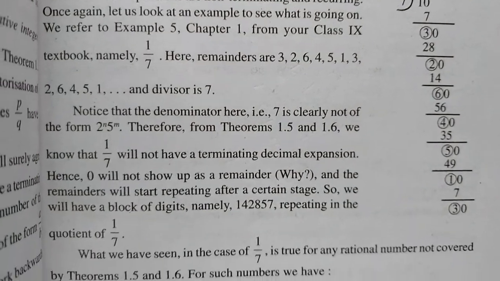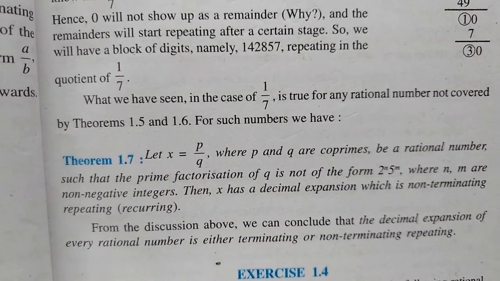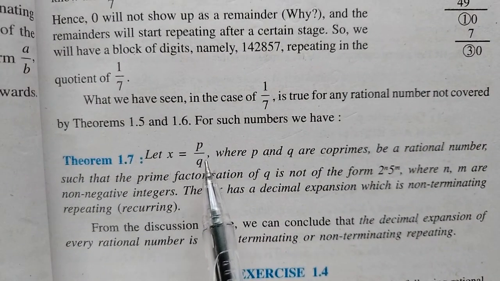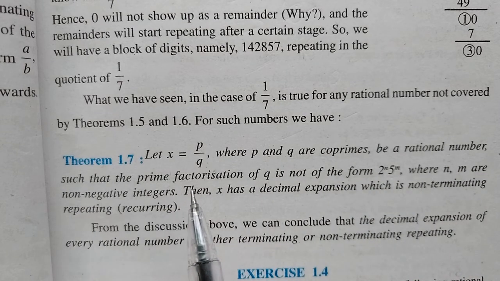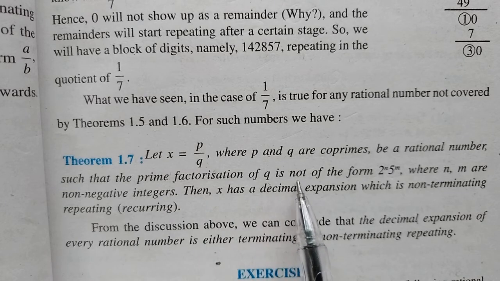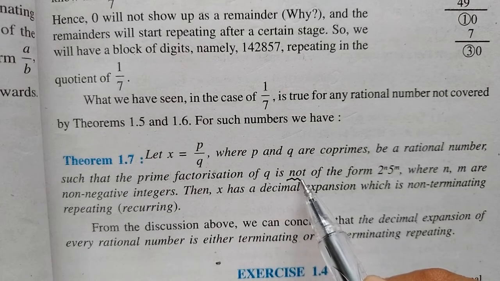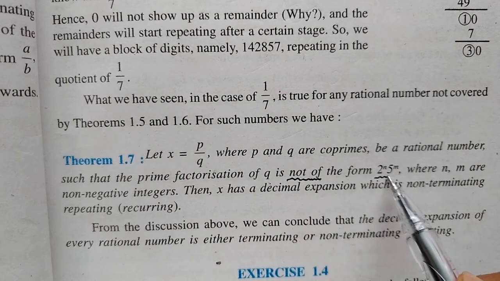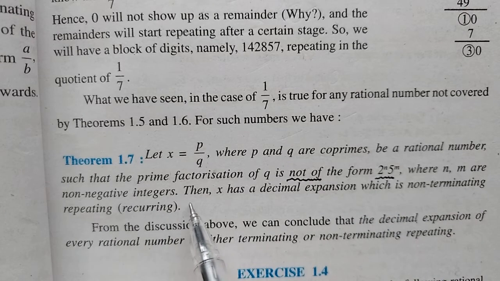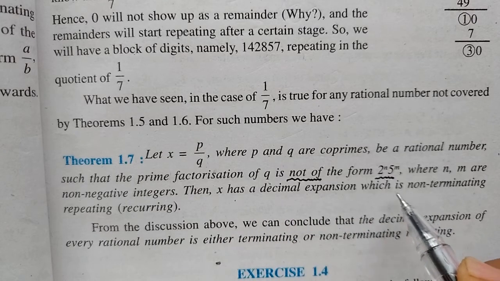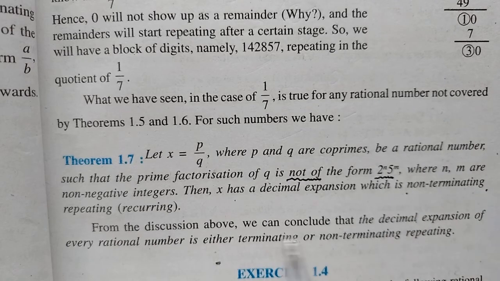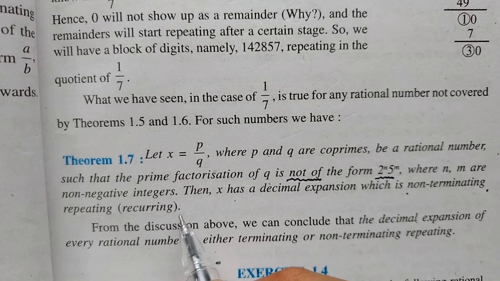So in this way we have theorem 1.7, and that is: let x equal p by q, where p and q are co-prime, be a rational number such that the prime factorization of q is not of the form 2 raised to n, 5 raised to m, where n, m are non-negative integers. Then x has a decimal expansion which is non-terminating repeating, meaning recurring. Clear children? Let us take one or two examples, you can understand.